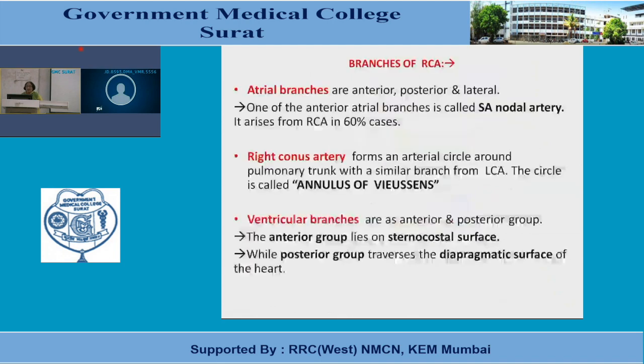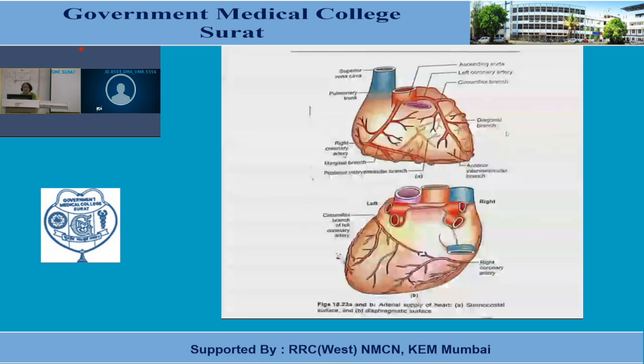Now the third branch: ventricular branches, which are anterior and posterior groups. The anterior group lies on the sternocostal surface, while the posterior group traverses the diaphragmatic surface of the heart. We can see here the sternocostal surface, and here is the diaphragmatic surface. This is the coronary sulcus, in which the trunks of the coronary arteries are located.